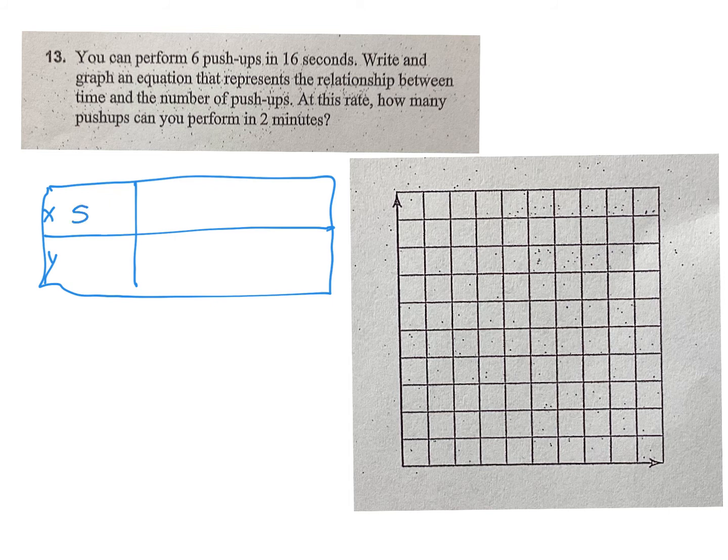All right, seconds. We're just going to do like that. Seconds. And then this right here, the y, would be push-ups. Okay. You can perform 6 push-ups in 16 seconds. So 6 push-ups in 16 seconds. Write and graph an equation that represents the relationship between time and number of push-ups.